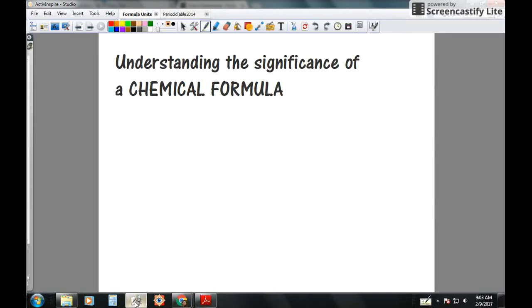Now that you know how to write chemical formulas, you should understand what is the significance of the chemical formula. Let's give a very simple example. Imagine that the formula is called barium chloride.